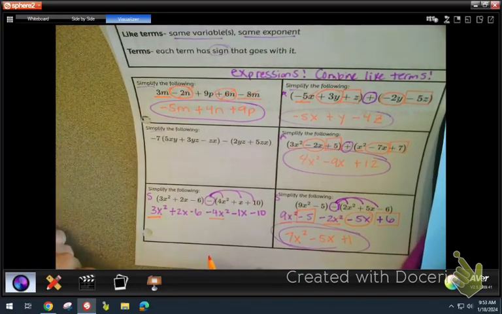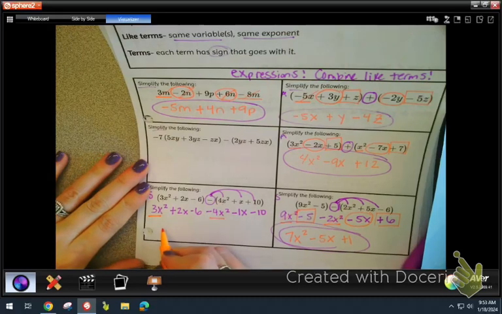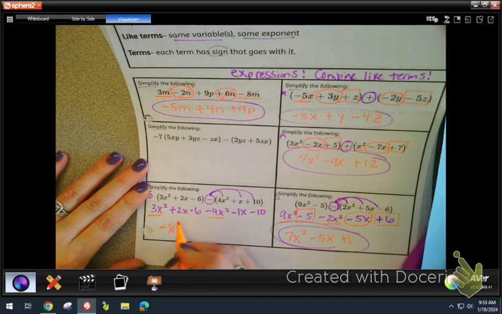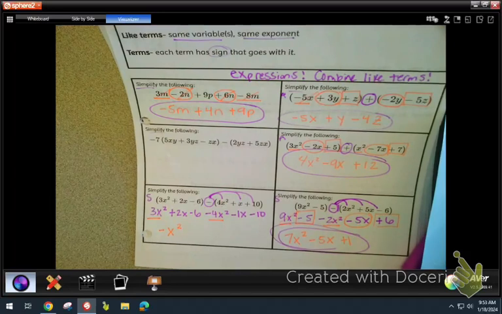3 minus 4. What number is that? Negative 1. Do you have to put the 1? No. Can I put negative x squared? Yes. Can you put negative 1x squared? Sure. If it's multiple choice, they're going to write it like that. Okay? But it's got to be negative.